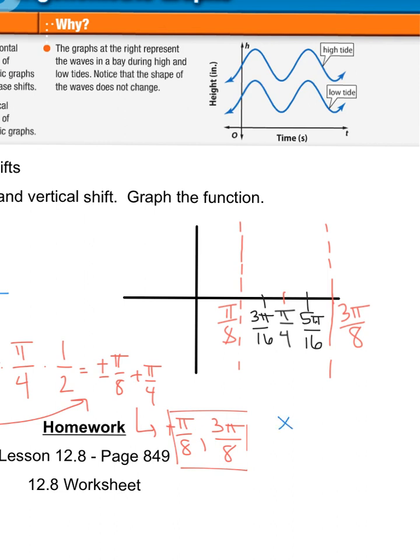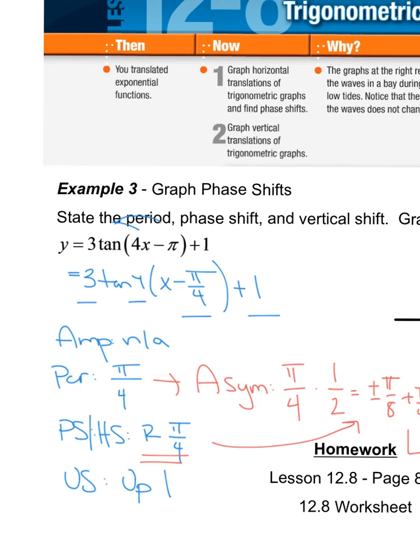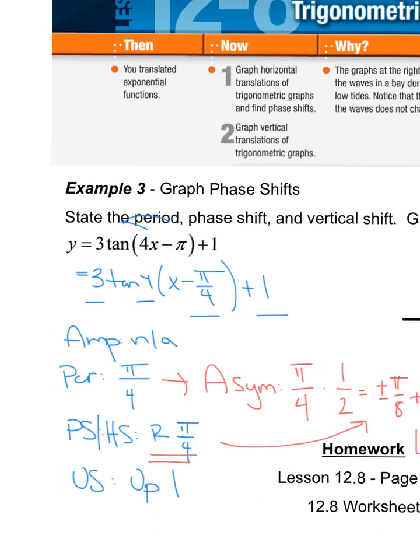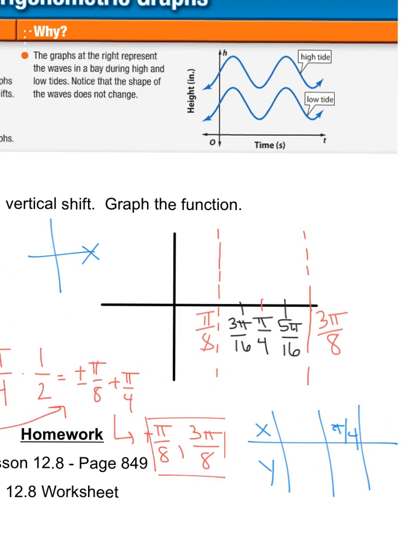So if I'm making my table, instead of having 0 in the middle, I'm going to have pi fourths in the middle. When I go back to my equation and plug in pi fourths for that x value right there, pi fourths times 4 is pi. Pi minus pi is 0. If I'm thinking about a tangent graph, the tangent at 0 is 0. 0 times 3 is 0, plus 1 is 1. So our graph shifted up 1.